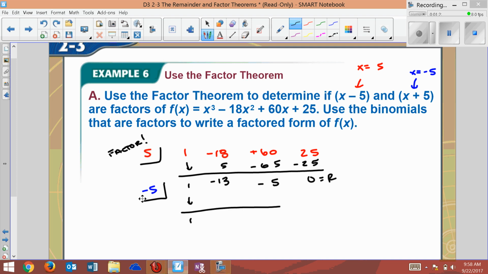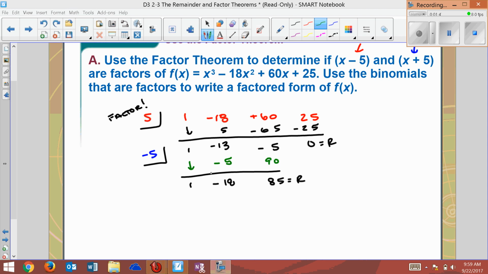So pull down the 1. 1 times negative 5 is negative 5. This gives me negative 18. Negative 18 times negative 5 is positive 90. Okay, and this does not factor because I'm left with 85 as my remainder. All right, I switched colors there just to make it stand out. So this is not a factor here. So I know this one was, and this is my last thing that I know that could be factored.